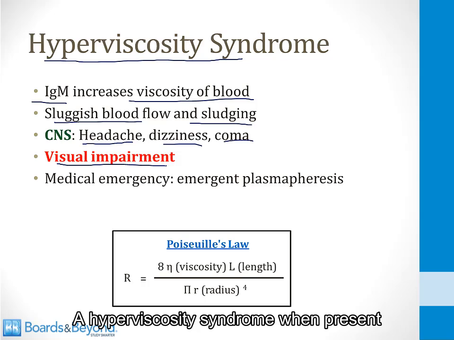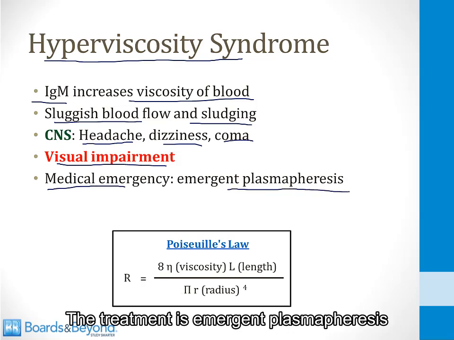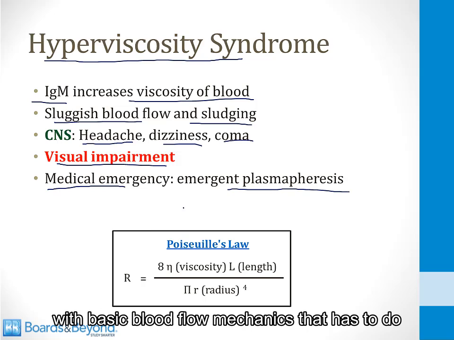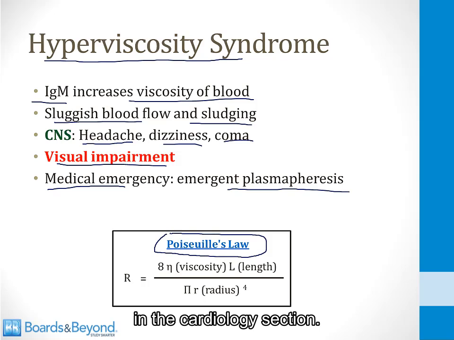A hyperviscosity syndrome, when present in Waldenstrom macroglobulinemia, is a medical emergency. The treatment is emergent plasmapheresis, which is a technique for removing the IgM antibodies from plasma. And there's an important tie-in here with basic blood flow mechanics that has to do with Poiseuille's law, which I discuss in the cardiology section.